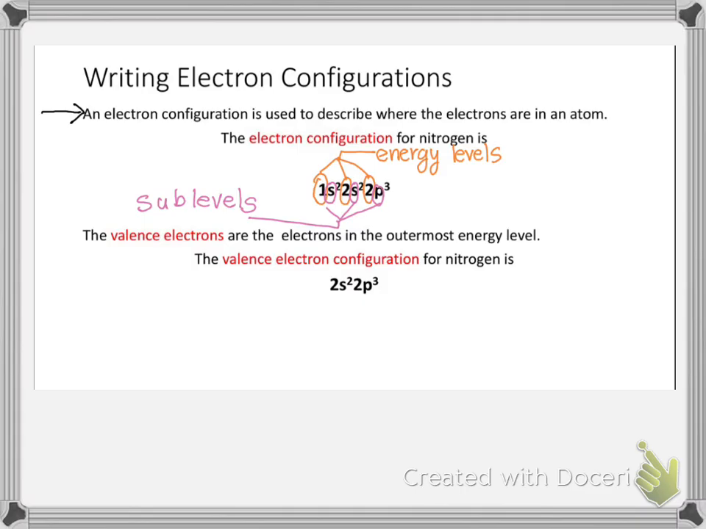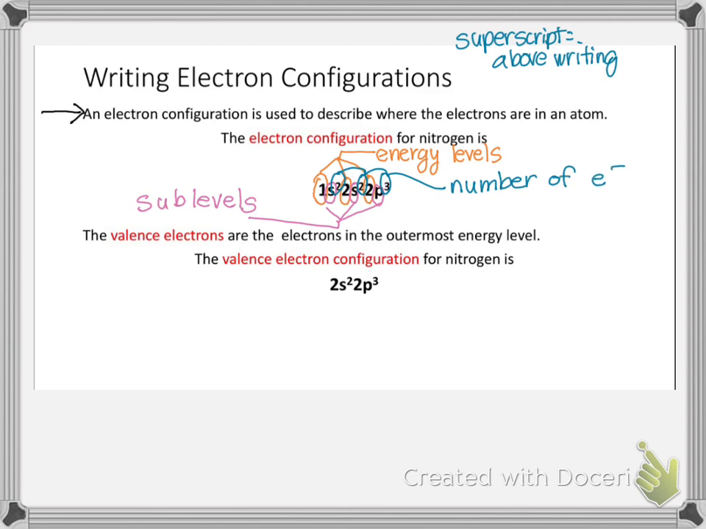Then the last thing here are these superscripts. The word I'm using is superscript, which means above the writing. And so there are superscripts that I did in blue here, and that's the number of electrons in each sublevel. So if I look here, the 1s sublevel has 2 electrons. The 2s sublevel has 2 electrons. The 2p sublevel has 3 electrons.